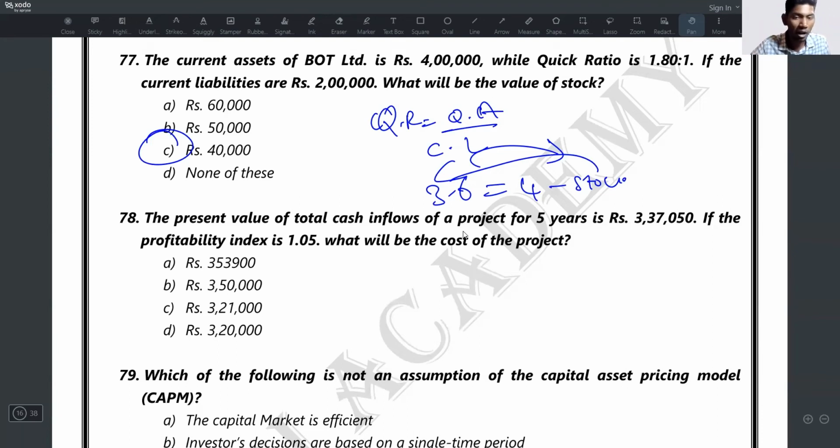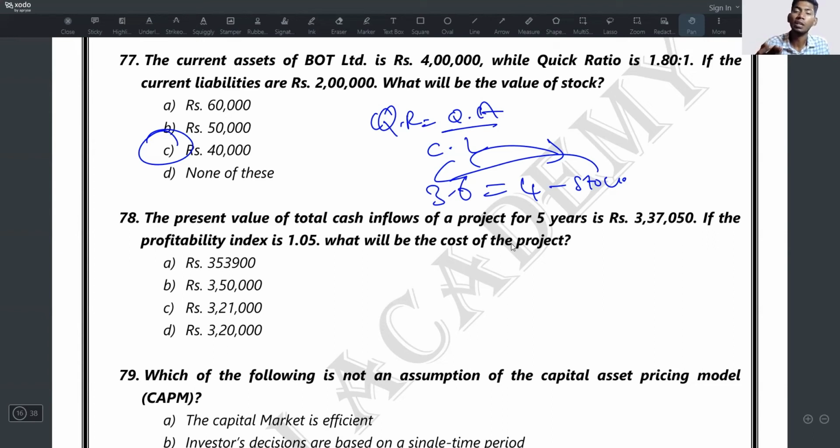If you just substitute the values, first we need to find the initial investment here, right? What are the values given in the question? The total cash inflows of the project for 5 years is 3,37,050 rupees. So initial investment is equal to the present value of total cash inflows divided by the profitability index. You can send the denominator to the left-hand side, a cross multiplication type.